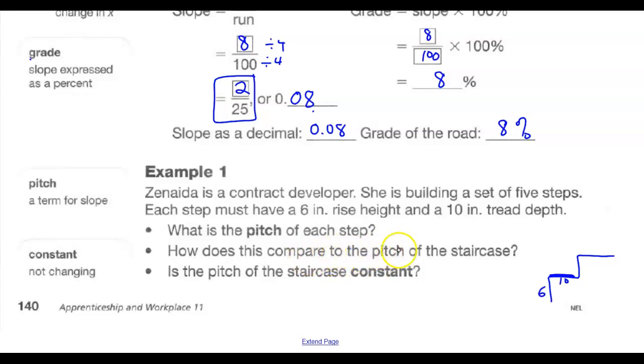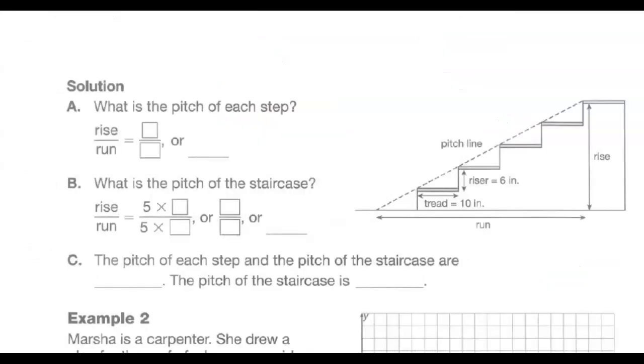How does this compare to the pitch of the whole staircase? And is the staircase constant? Well, yeah, I mean, it's going to be obvious. We haven't been told that it's going to be any other steps of any other rise or tread, so it should be constant and it should be the same, but we'll do the calculations. So there's a diagram for it. What is the pitch? So the rise, remember, is 6, and the tread, the run, is 10.